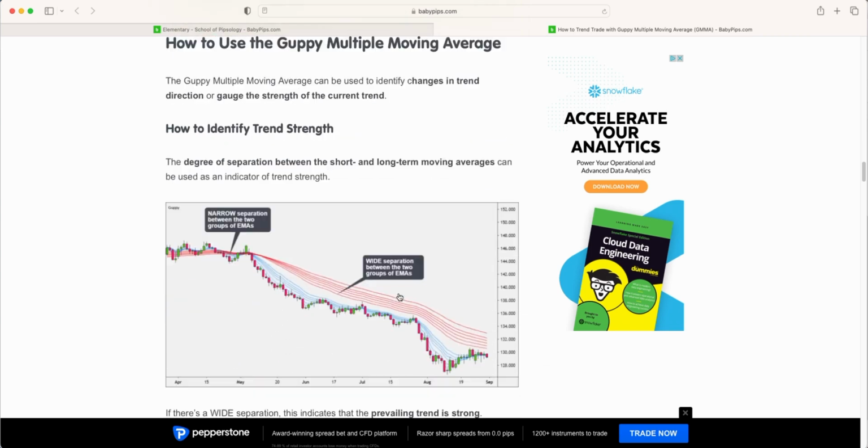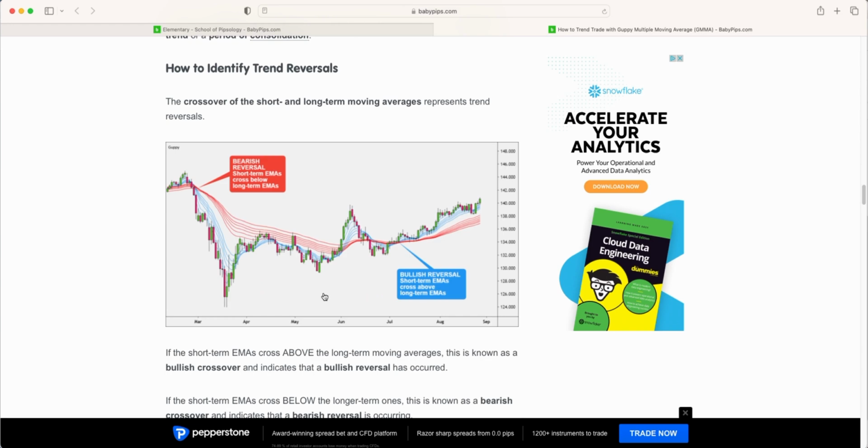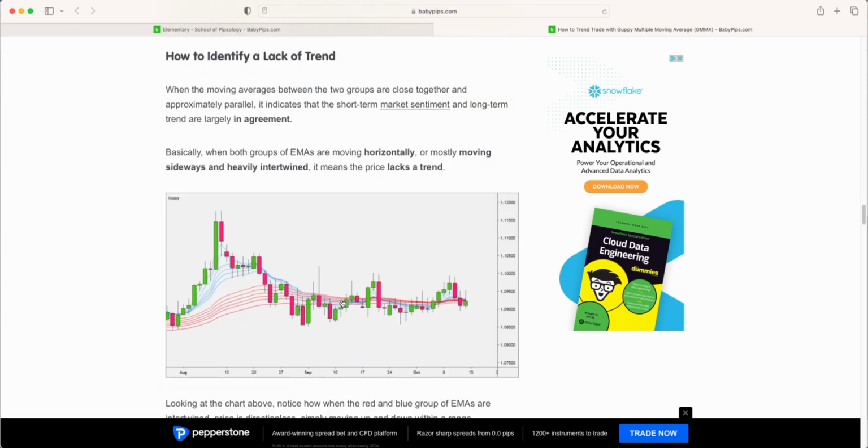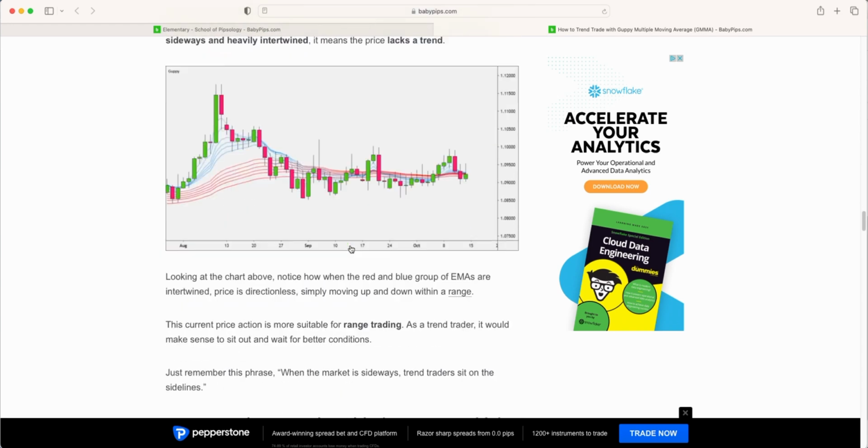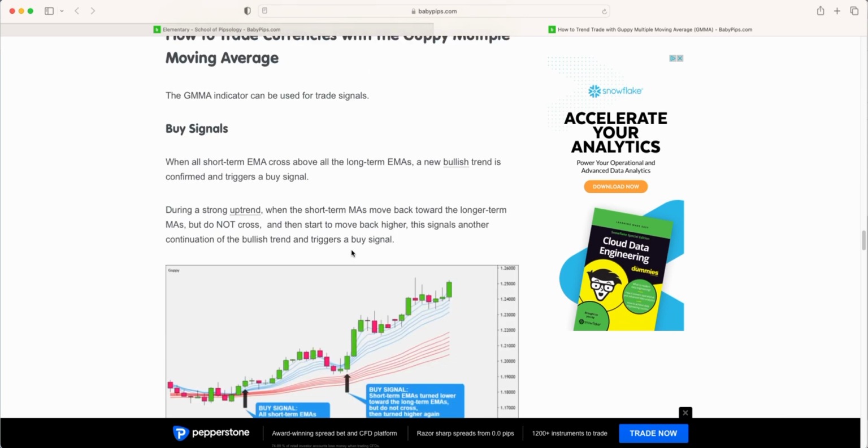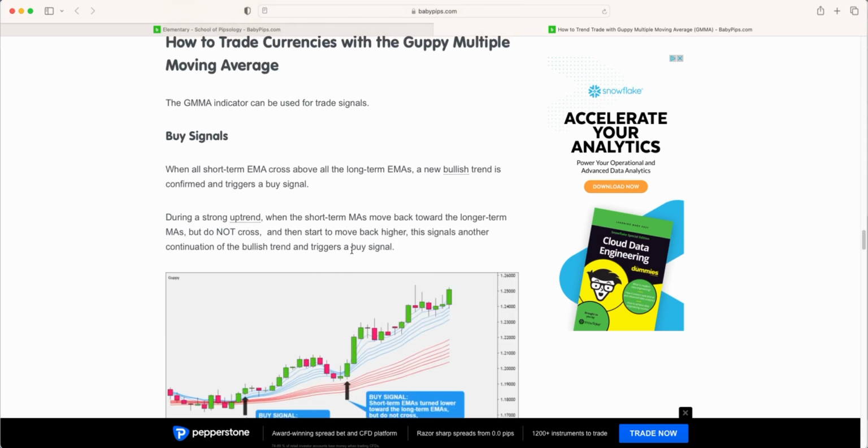So again, I'll link to this below where you can see that it gives some really useful information here about what to look for, choppiness in the market, all these kind of good things. But what I want to do is head over to TradingView, walk you through how to set up my OGT Guppy multiple moving average indicator and how I personally like to trade it and the signals. So let's get right into it.